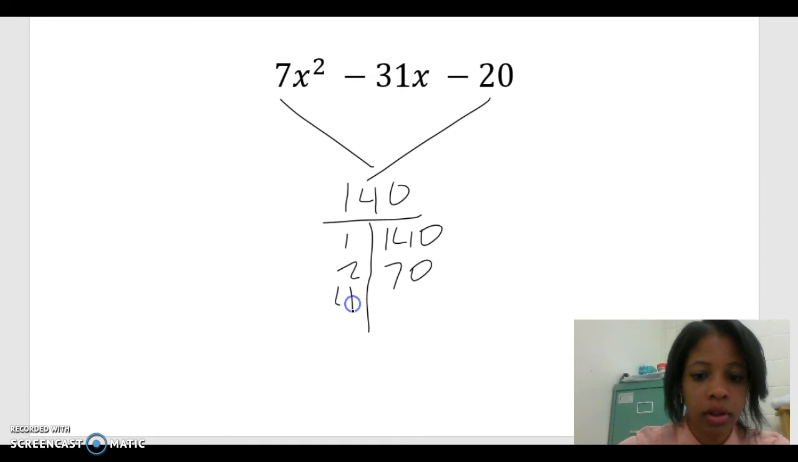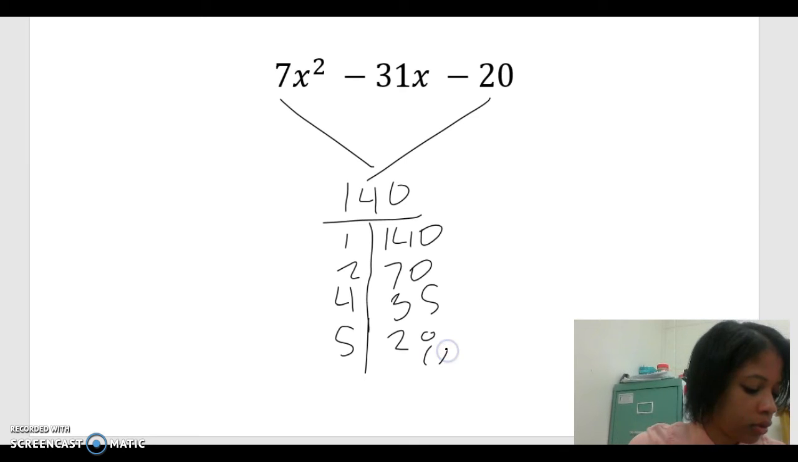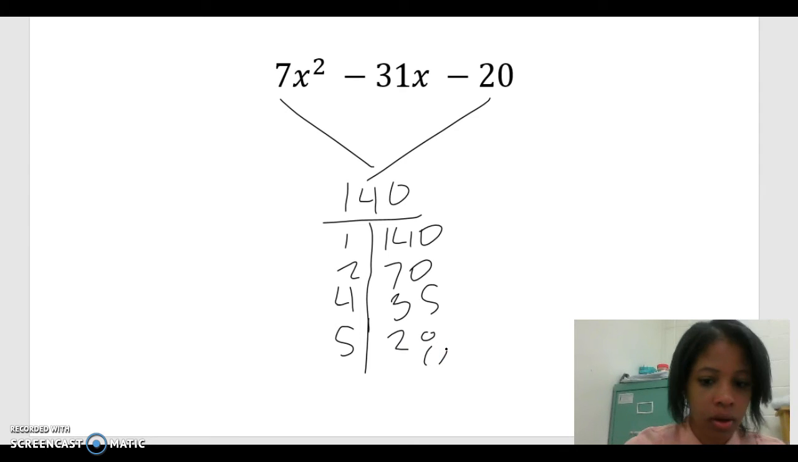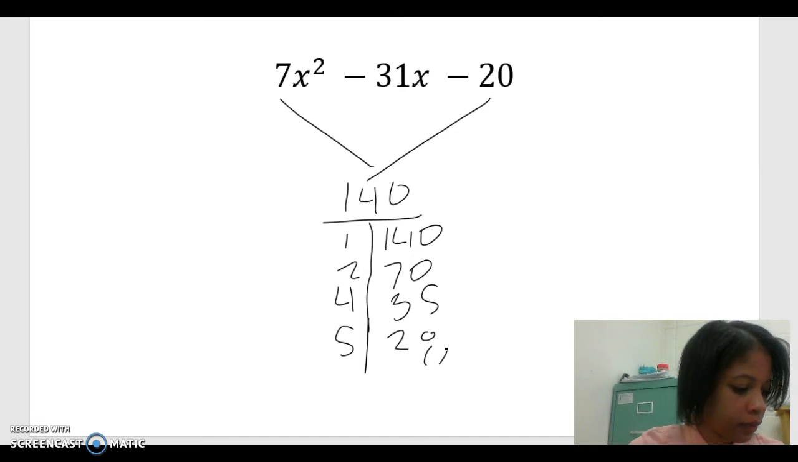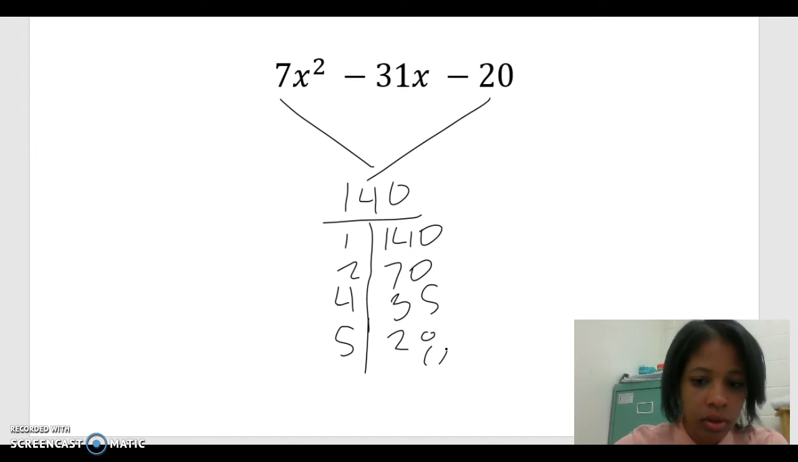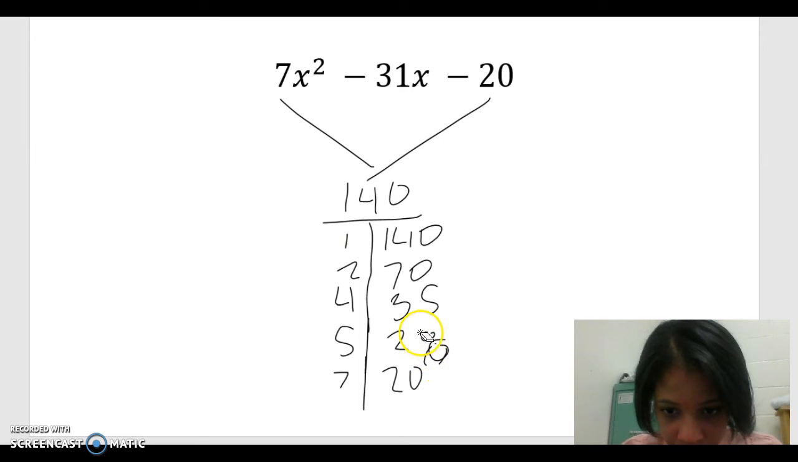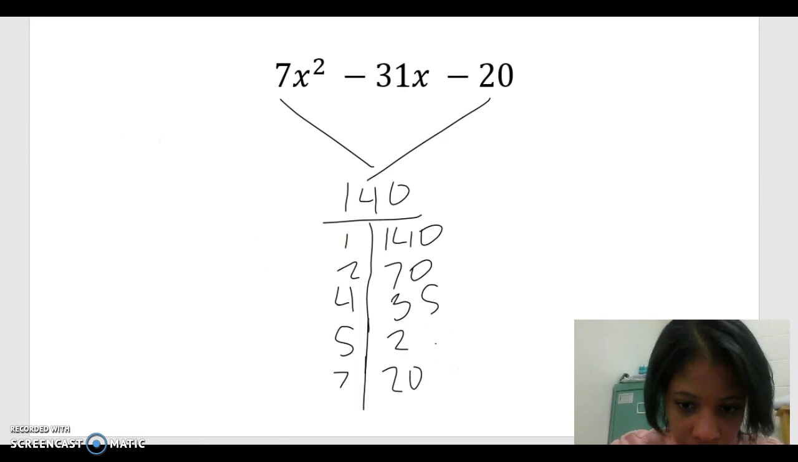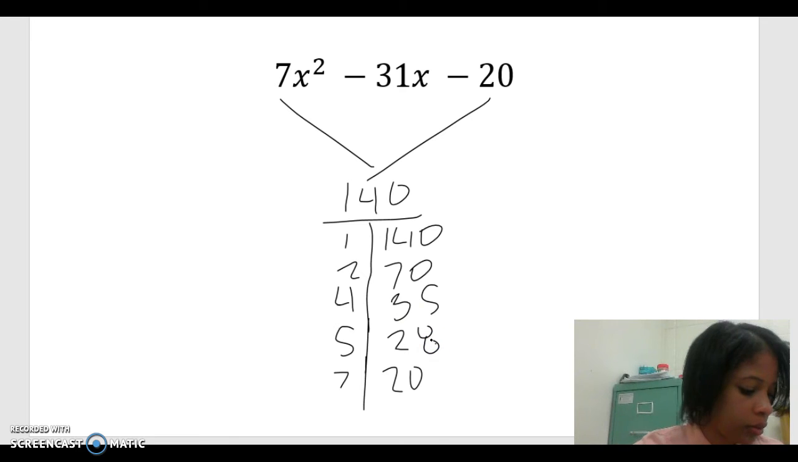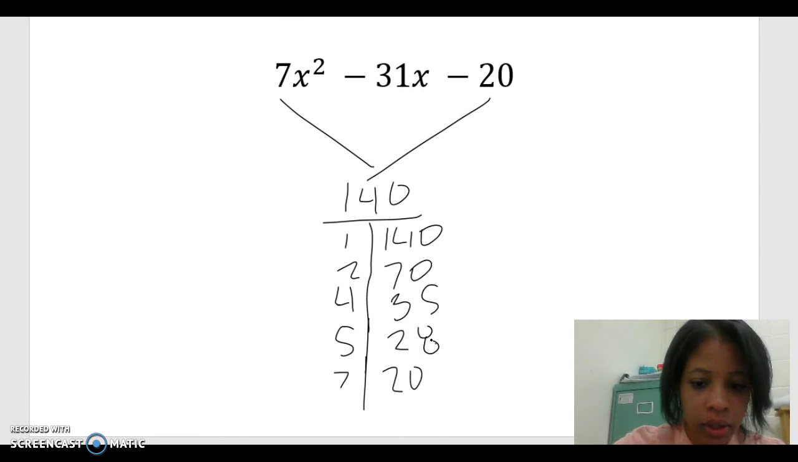So 4 and 35. It's going to be 5 and 28, I think. Not 6. So 7 and 20. Oh, this is a 28, by the way. Swap it. Let's try 8. No. 9, no. 10 and 14. So we're getting pretty close to being done.